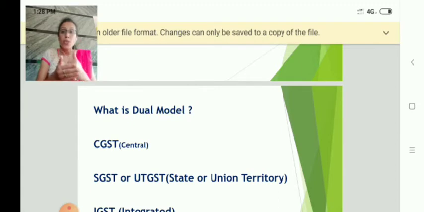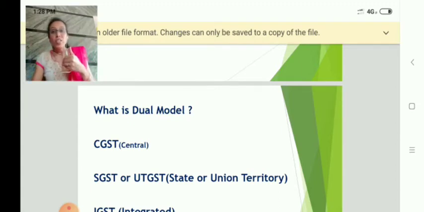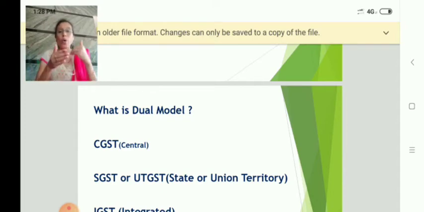Now, what is the source? It is from Udupi. Where is the destination? It is Mangalore. Both places are within the same state. When the place of origin as well as the place of destination falls in the same state or same union territory, the government will levy two types of taxes, that is CGST and SGST. What is CGST? Central GST, and state GST is SGST. If it is in the case of union territory, it is named as UTGST, Union Territory GST.